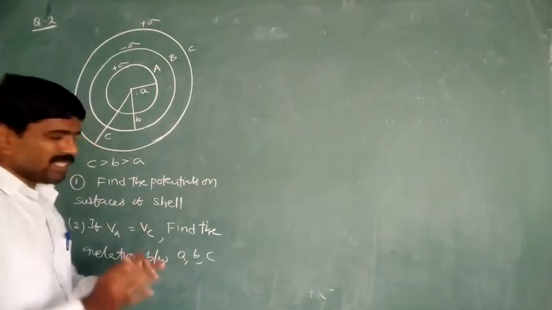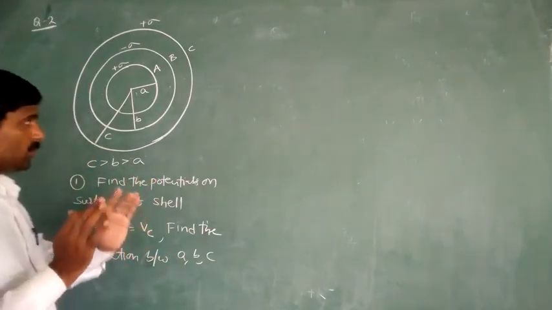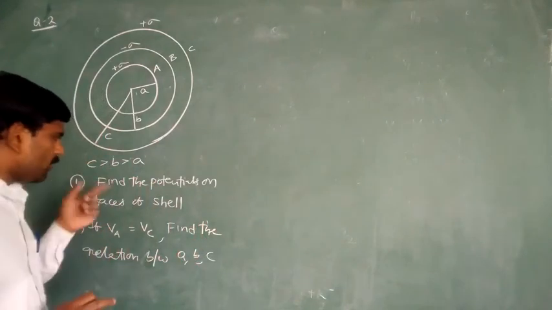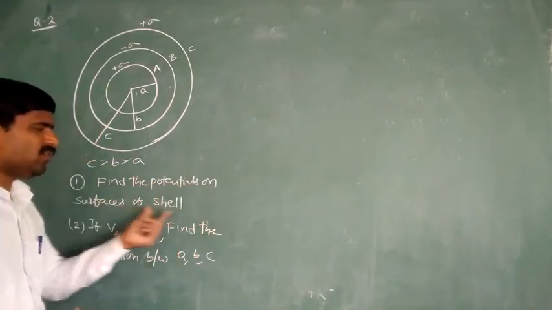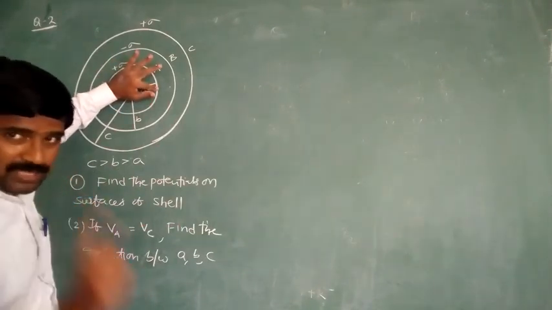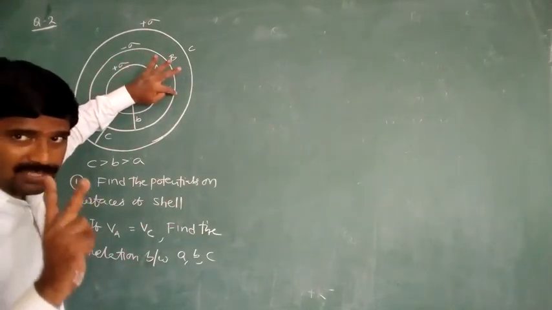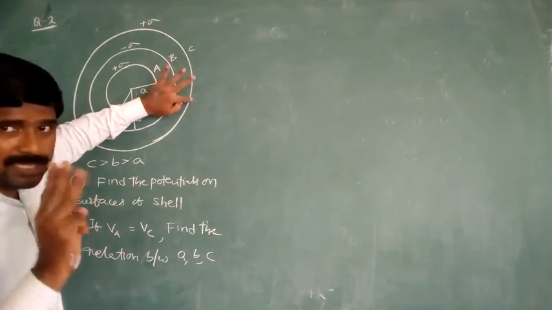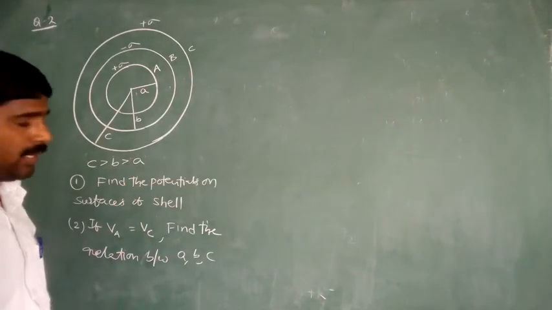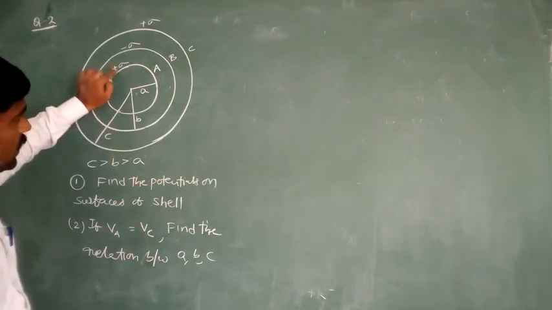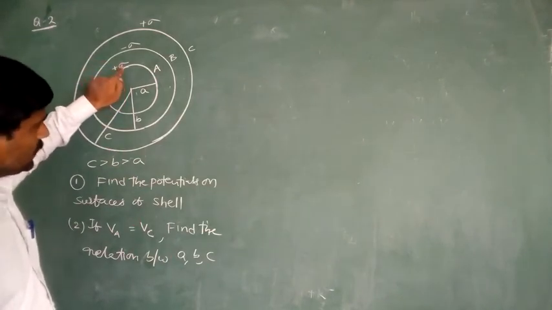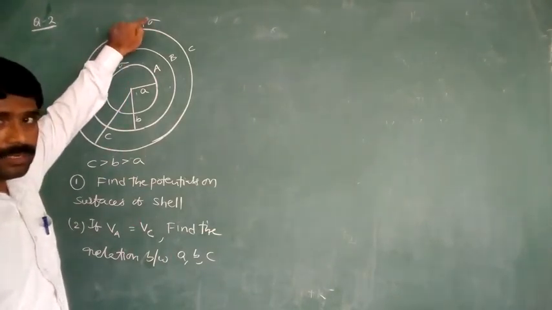So here first try to observe the problem. What they are given, which one we want to find out. Here they want to find out the potentials on the surface of the shells, means potential on the surface of the first shell, second shell, and third shell. One by one we will find out right now. Here they given sigma, the surface charge densities. This is plus sigma, minus sigma, and plus sigma.